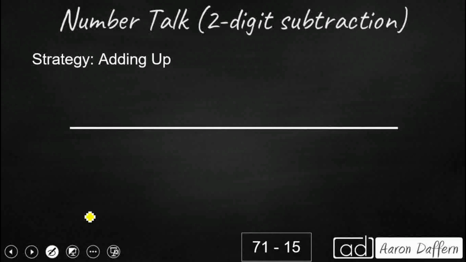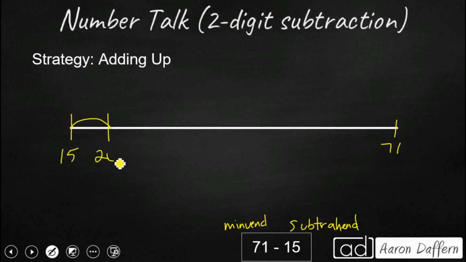So the first thing that we could do is we could use the strategy adding up. And what this does is this starts with our subtrahend. So that's the name for the smaller term. So we're going to start there. And we are going to try to add up in chunks up to our larger number, which is our minuend. So what we do is we start with our subtrahend and we take a jump to the next 10. So our next 10 is going to be 20. And that's a jump of 5.